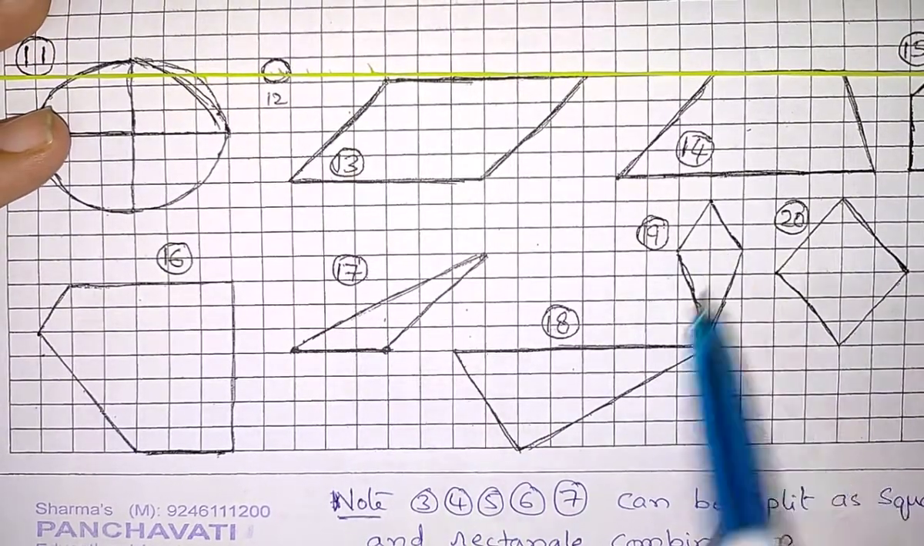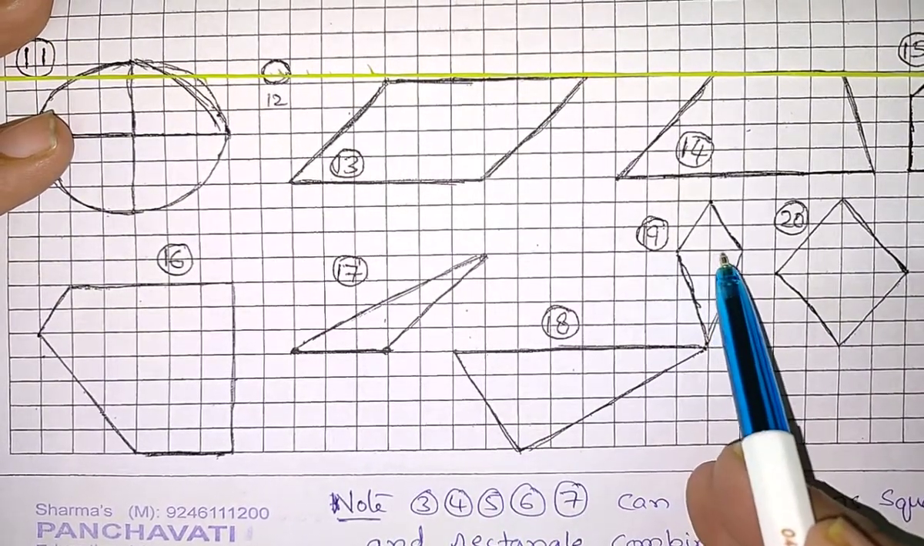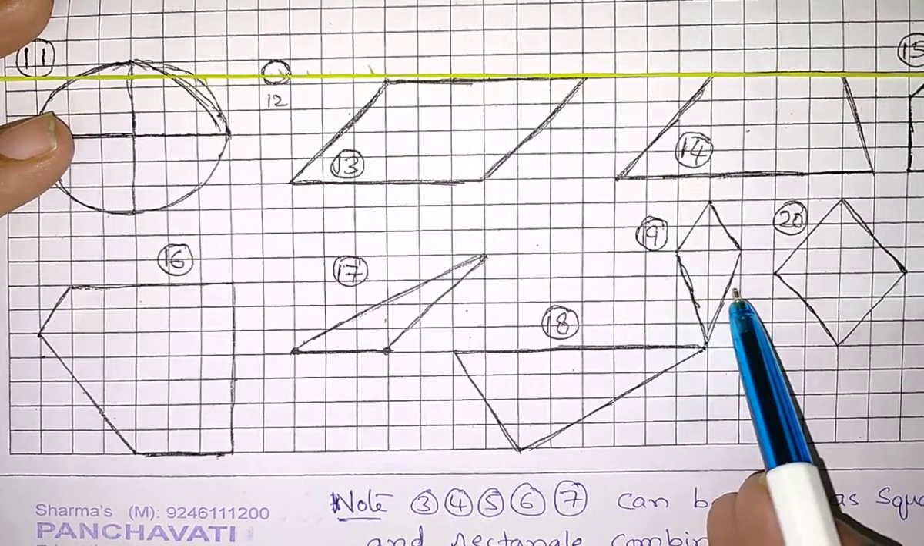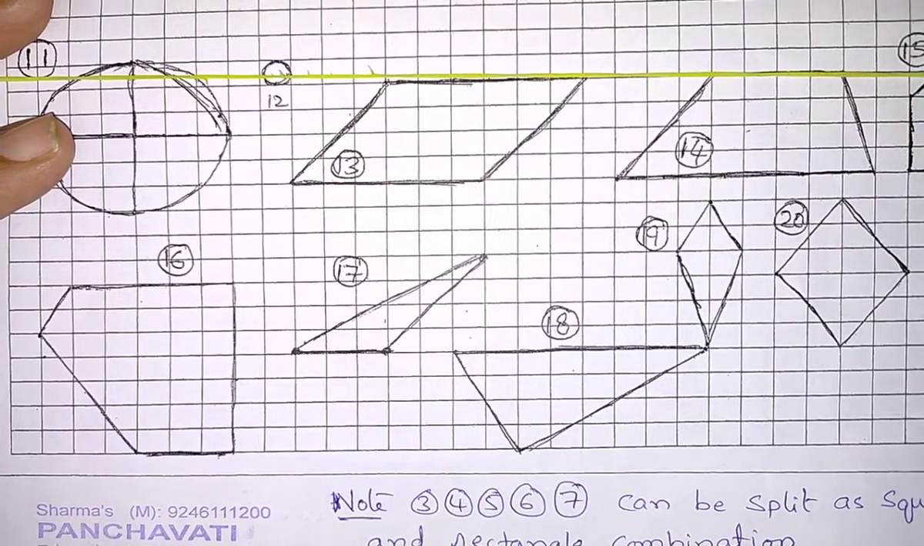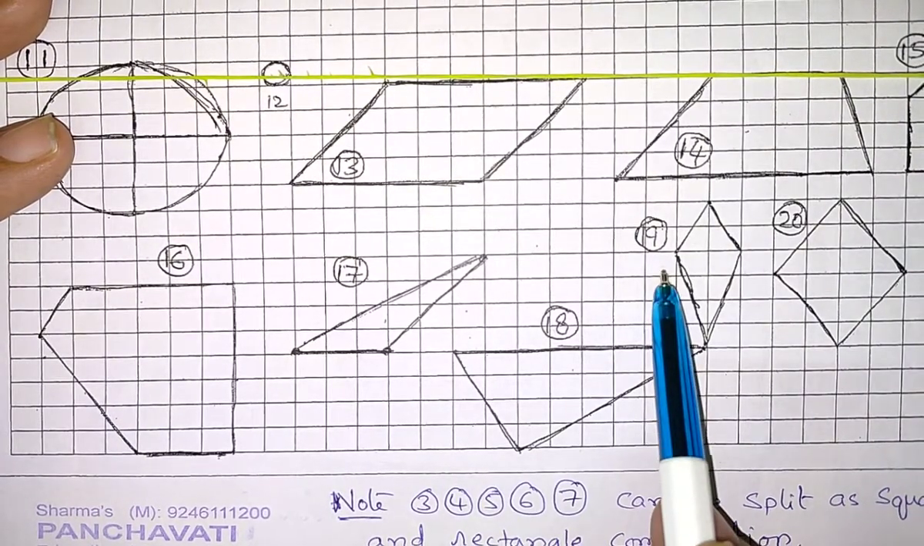Now this is called a kite. How do you identify it? This side and this side are equal, this side and this side are equal, but opposite sides are not equal, which we call a kite. Are you observing?